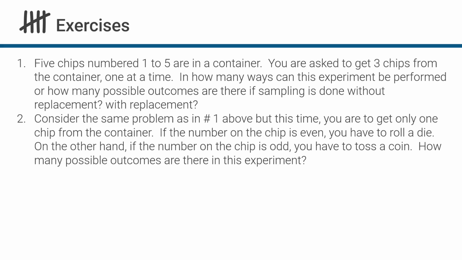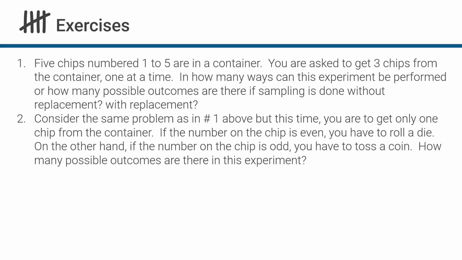Consider the same problem as above, but this time you are going to get only one chip from the container. If the number of the chip is even, you have to roll a die. On the other hand, if the number of the chip is odd, you have to toss a coin. So this is more convoluted, but fun to answer. How many possible outcomes are there in this experiment?